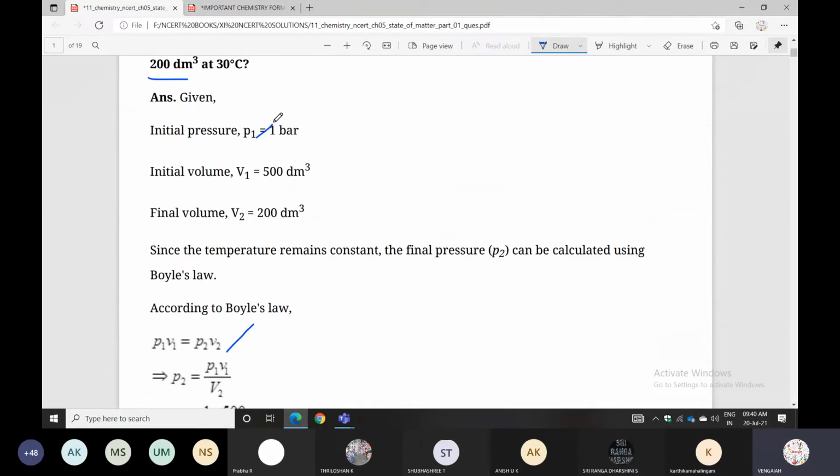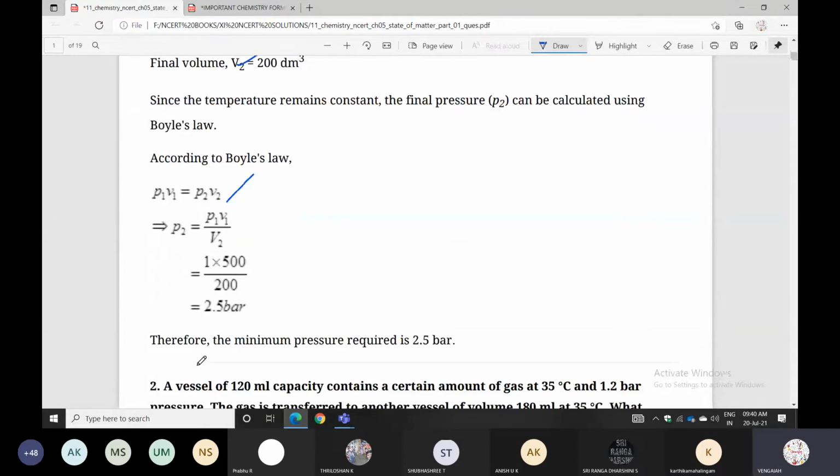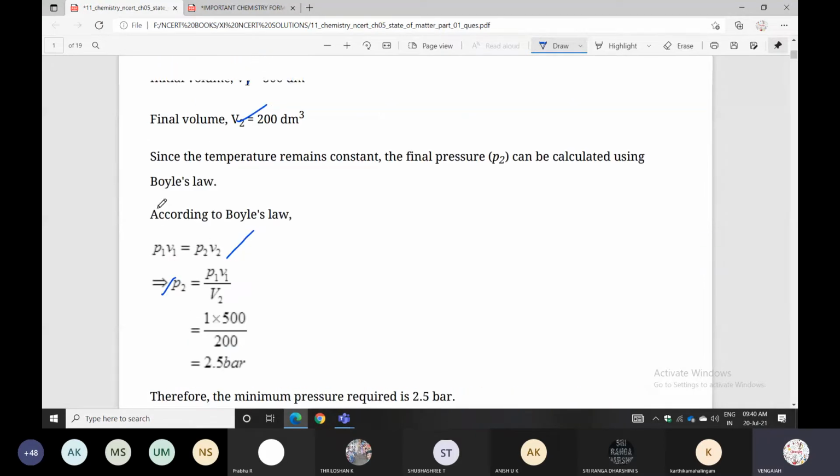So already you know P1, V1, V2. Out of 4 parameters, they have given 3, so the fourth, unknown value can be identified. Easy or difficult? Easy only, right? So you can directly calculate. Sometimes they will ask P1, sometimes V1, sometimes P2, sometimes V2. Out of 4, any one they will ask, and any 3 they will provide in the question. So in this question they are asking P2.